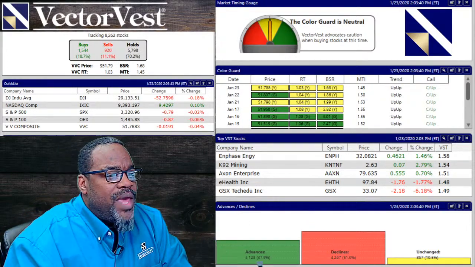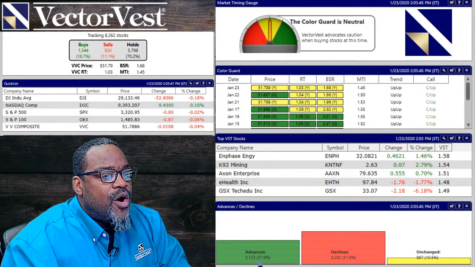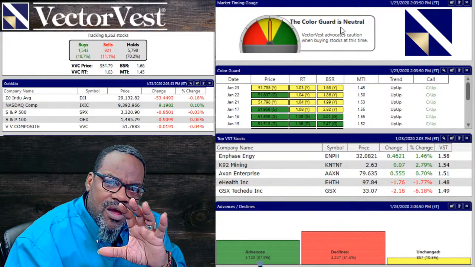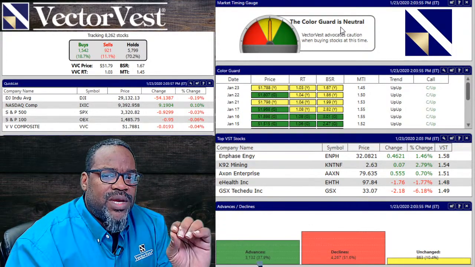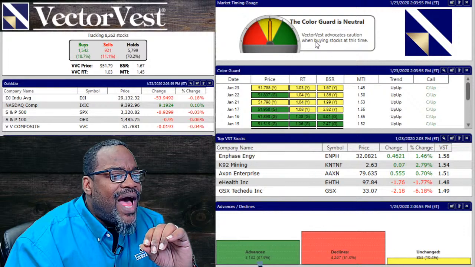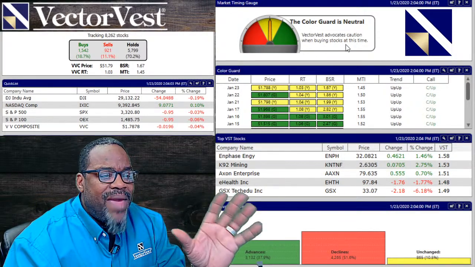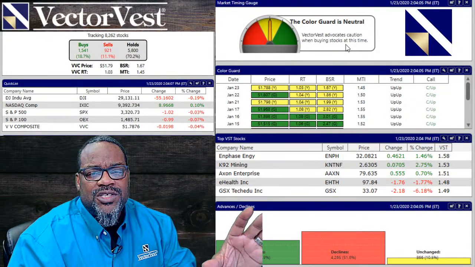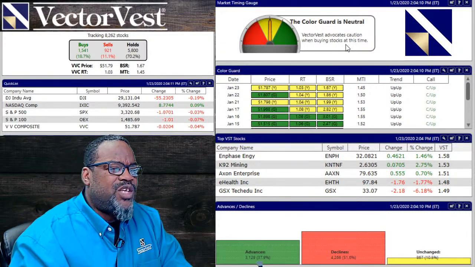So on our homepage, we have our daily traffic light, the market timing gauge, and currently we are all the way pegged in the yellow. The color guard is neutral. On a daily basis, this gives you an idea of what you should be doing daily. And we give you guidance. VectorVest advocates caution when buying stocks at this time, which makes sense. You don't want to go out full bore and start buying long stocks, and it's not quite time to sell stocks short yet. Let me explain.